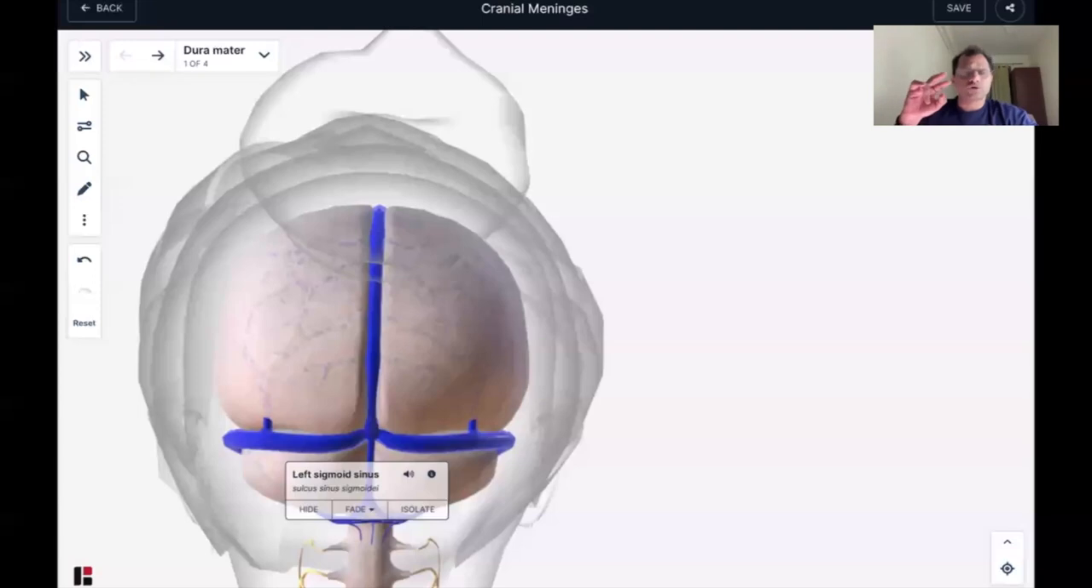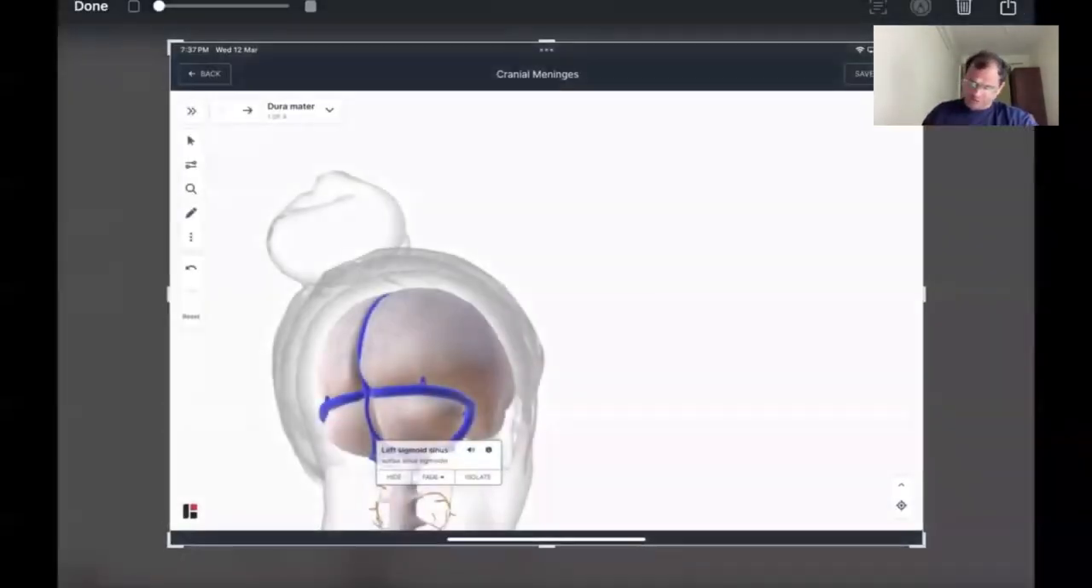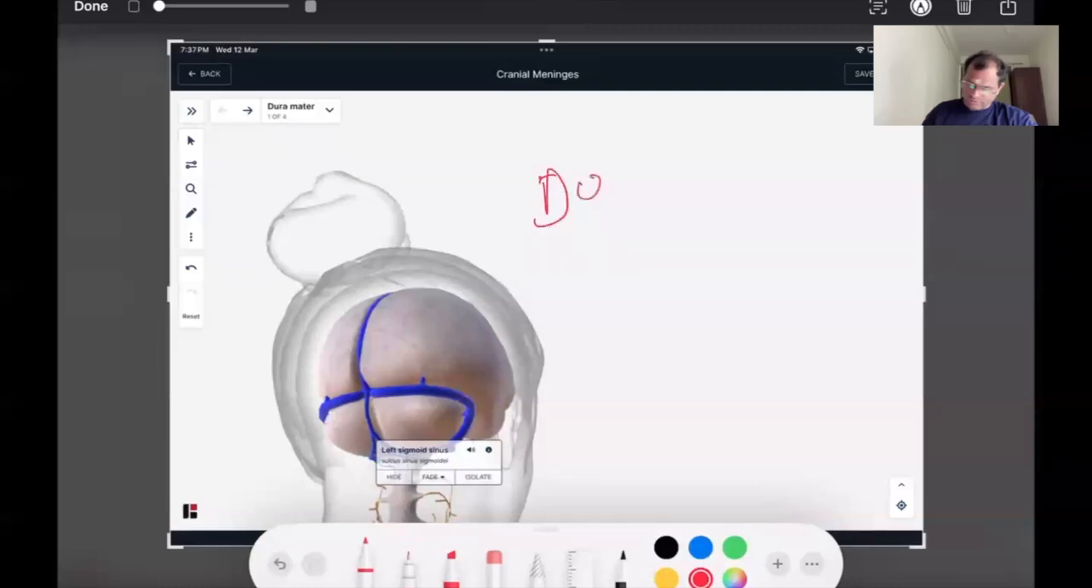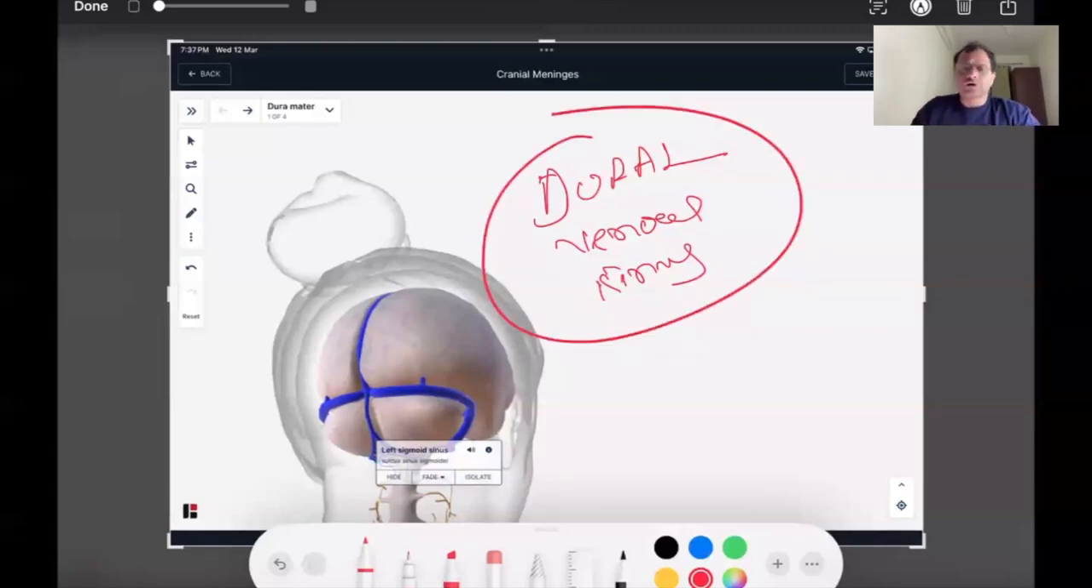So these are the sinuses in the two layers of dura mater. That's why we are calling them dural venous sinus. Now we can see the two sinuses located inside the two layers of dura mater. Yes, fine.